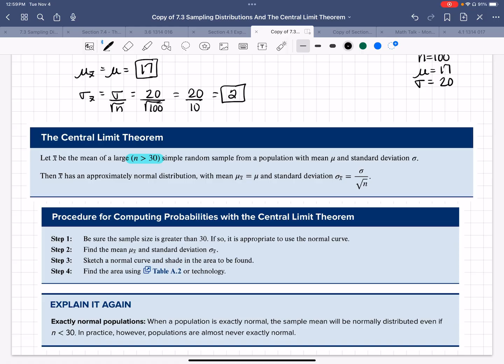We're going to sketch that normal curve and shade in the area to be found. Then we can either find that using a table or technology, and we of course use technology. When a population is exactly normal, the sample mean will be normally distributed even if n is less than 30. In practice, however, populations are almost never exactly normal.